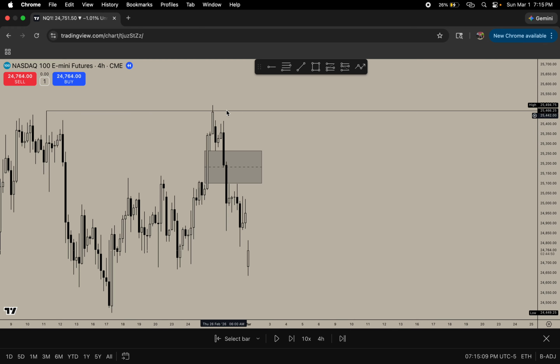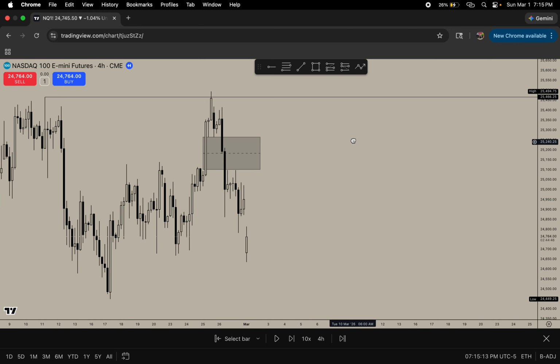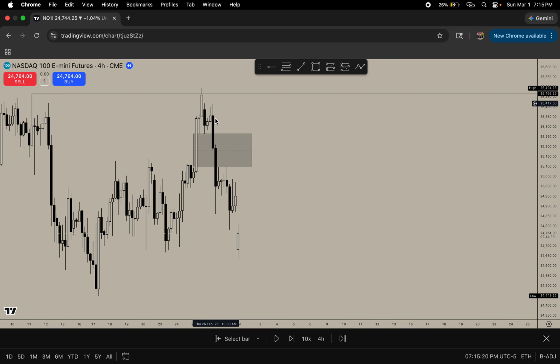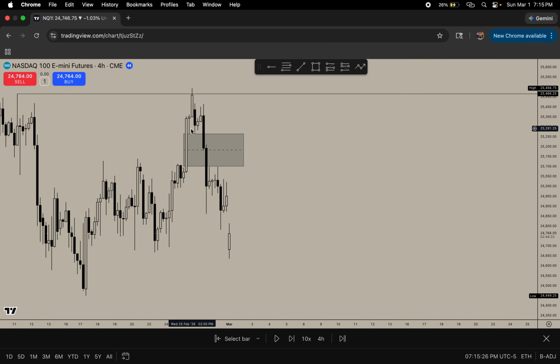It will, 9 times out of 10, I don't want to say, nothing's predictable in the market. Market moves however it wants to move, depending on what's going on, depending on what news, what current state the market's in, and all that other stuff. You never ever want to take a random fair value gap, okay? And this is the perfect example as to why that is.